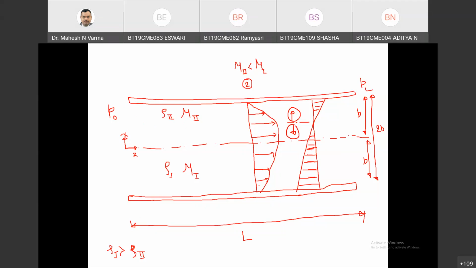Everybody understood this? Roll number 114, Yuvraj. Roll number 112, Sricharan.